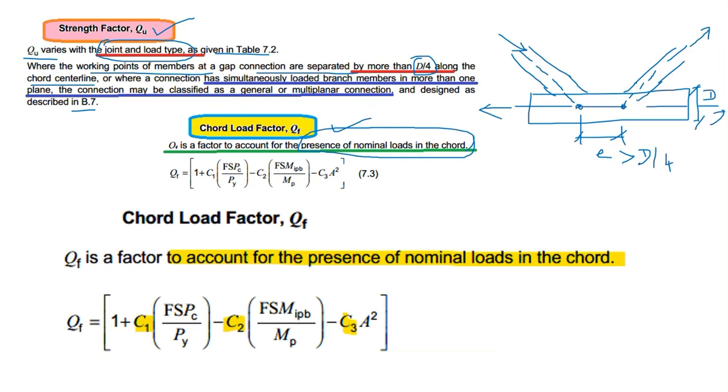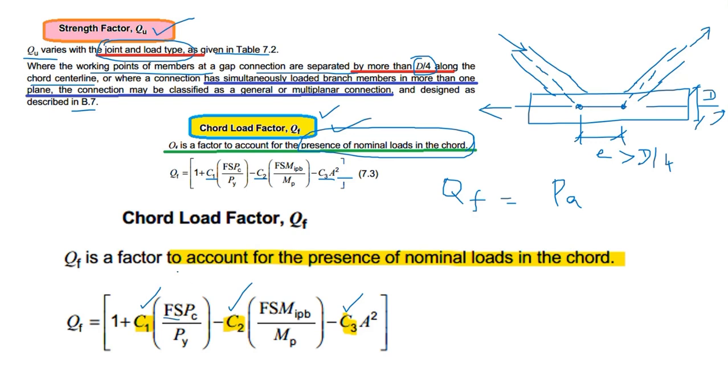So how we are accounting for the presence of load in the chord is through the usage of the chord load factor. By calculating the chord load factor and then putting this factor into the PA value, we can account for the presence of nominal loads in the chord. These are also empirical, like C1, C2, C3, A. These are formulas only. We will also see how to calculate this. And this FS is nothing but the factor of safety.